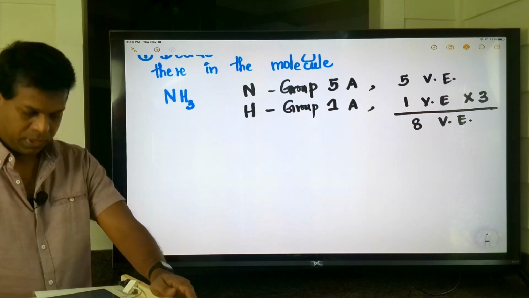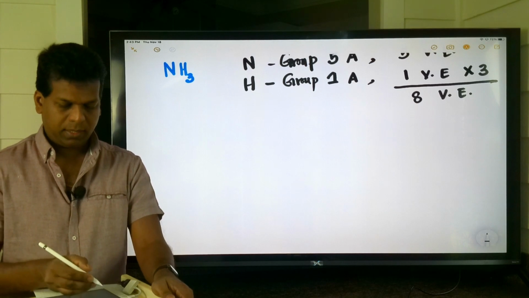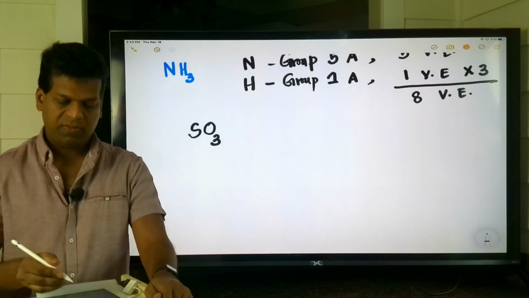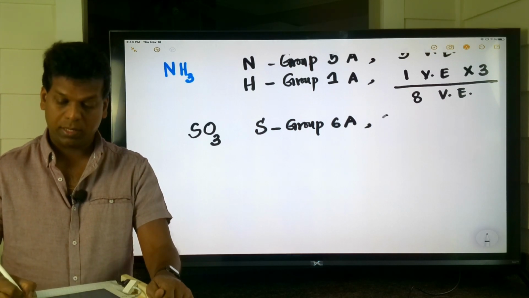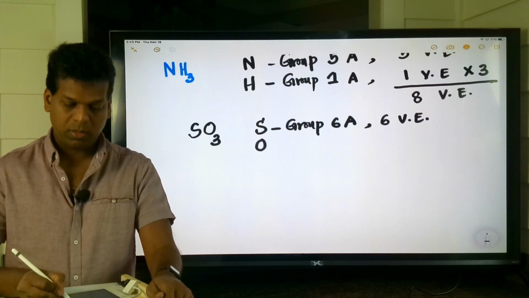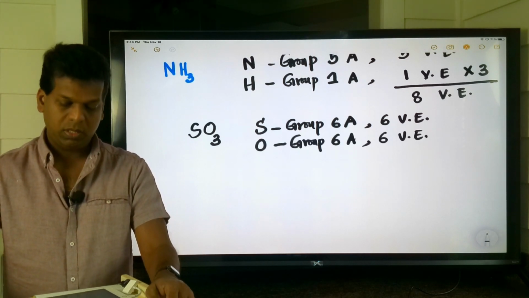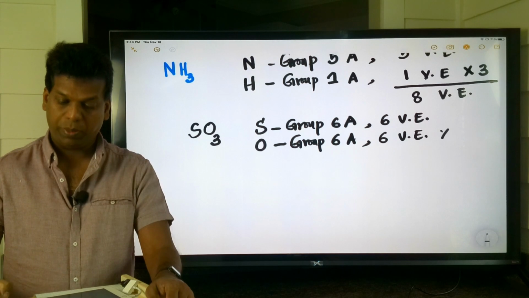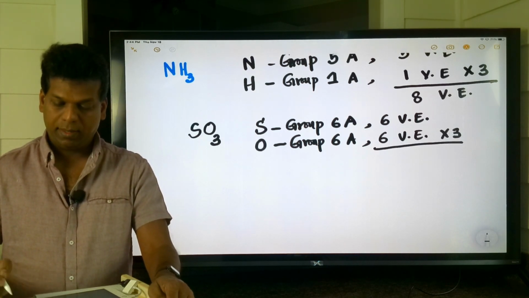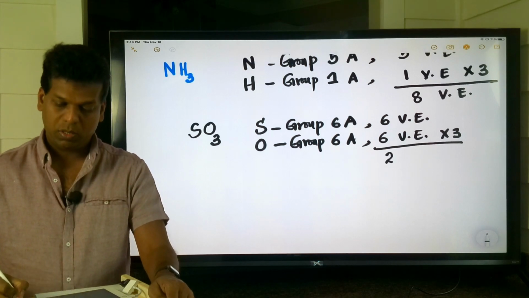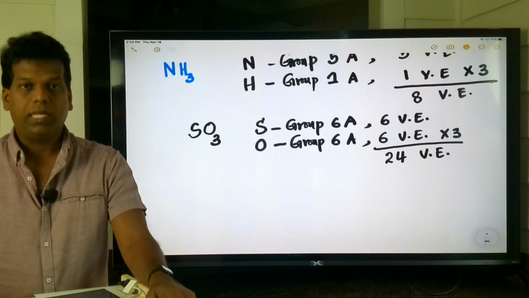That is simple. Let's take another example. Let's say I have sulfur trioxide, SO3. Sulfur is in group 6A, so it will give you 6 valence electrons, and oxygen is also in group 6, so it will give you 6 valence electrons, but in the molecule there are 3 of them, so 6 times 3. So the total is 18 plus 6, which is 24 valence electrons. Sulfur trioxide has 24 valence electrons.